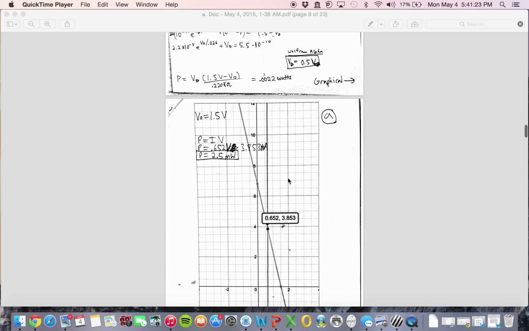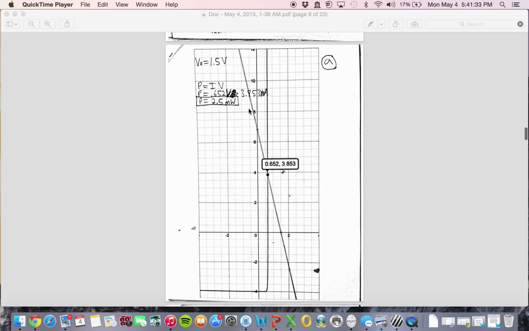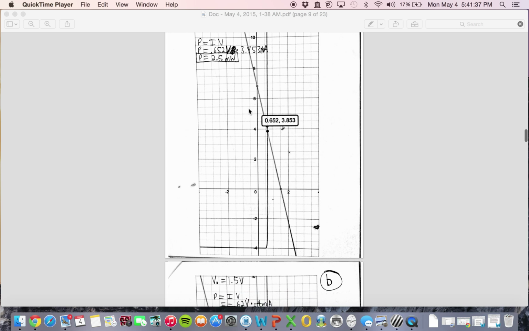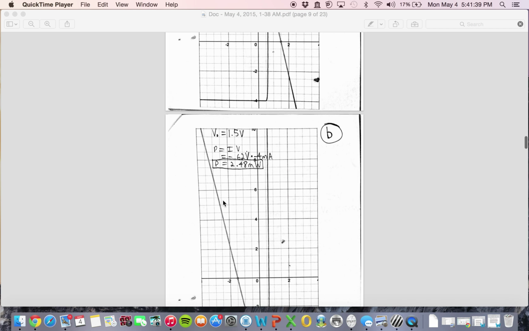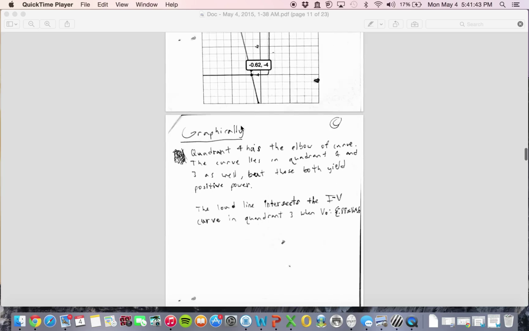to go for it graphically because I wasn't quite sure how great of an answer that was, and I got a very similar answer of 2.5 milliwatts, so graphically you can see here for supply voltage of 1.5 volts, I continue this method, I multiply the coordinates of the intersection, and I do it again for negative 1.5 volts, even though it doesn't say it, and I get a very similar 2.5 milliwatts.